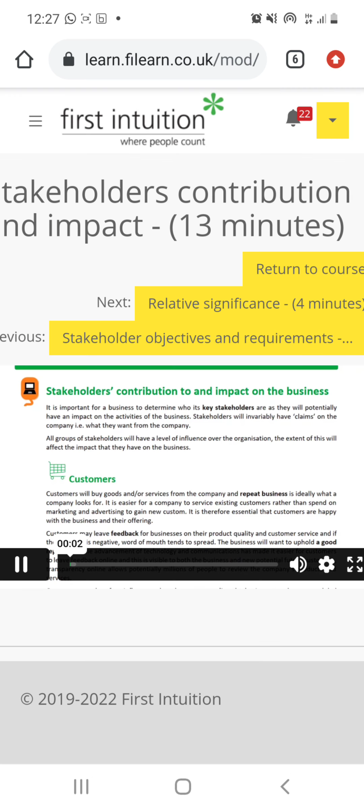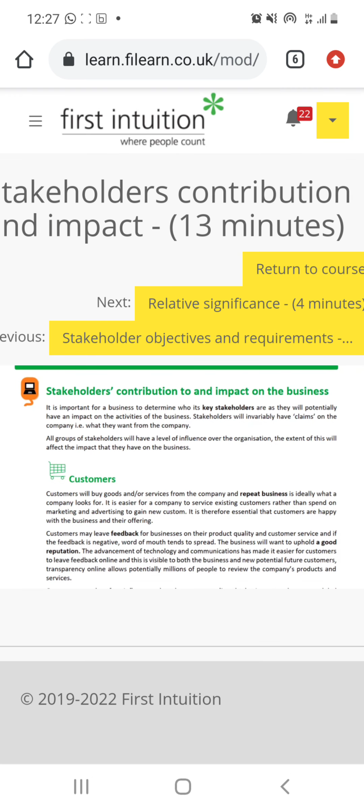Hi, let's now look at stakeholders' contribution and impact on the business. So, 2 areas we're looking at here, contribution and also impact. When we talk about contribution, we're looking at what stakeholders can give to an organisation or how they can help an organisation. When we're looking at impact, we need to think about how stakeholders can affect a business and how the business operates.